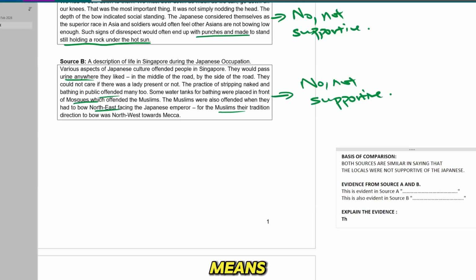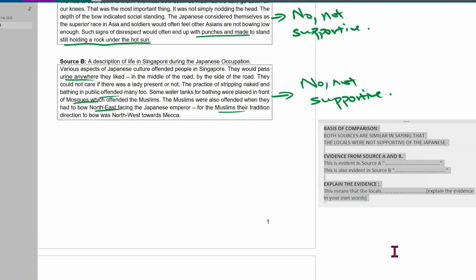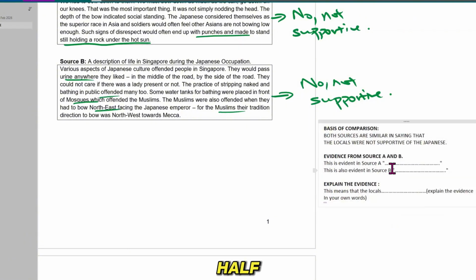Okay, this means that the locals, give me something, give me an explanation. Explain the evidence. Explain the evidence in your own words. And there you go. One half of your answer is done already.